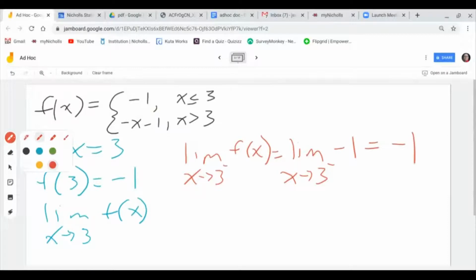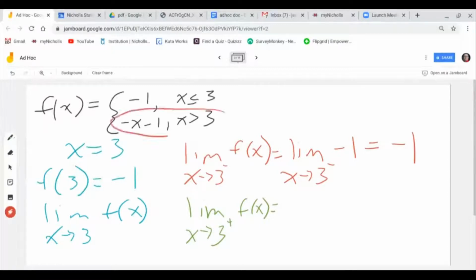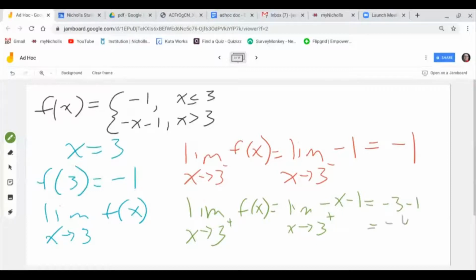Let's take a look at the right side limit. So we're talking about a limit as x approaches 3 from the right of f of x. Well, when it's on the right of 3, we're going to use this piece here because we're talking about values that are greater than 3. So this is going to be the limit as x approaches 3 from the right of -x minus 1. And so that's going to equal -3 minus 1, which is going to be -4.